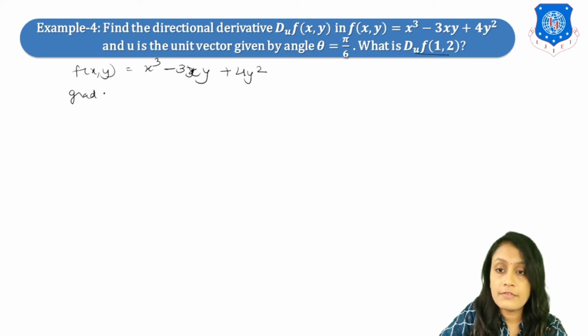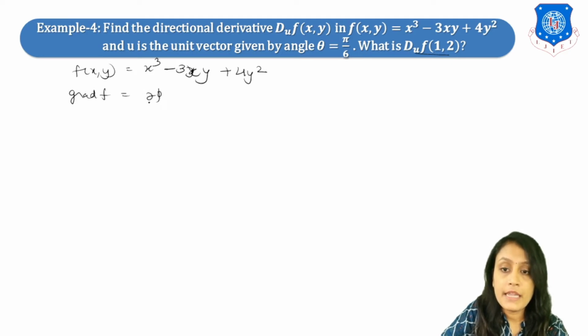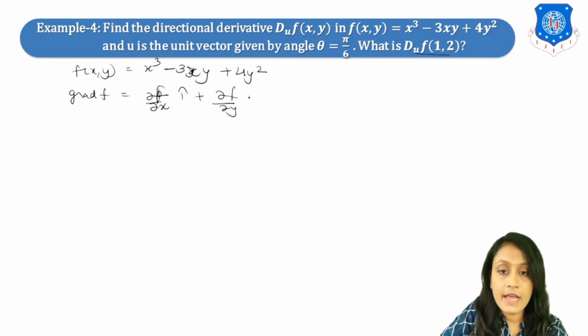So the gradient of f, that is what? Del f by del x i plus del f by del y j. No need to write the k term. Why? Because we have only two variables. Now the derivative with respect to x is 3x square minus 3y i, okay. And the derivative with respect to y is minus 3x plus 8y j, okay.